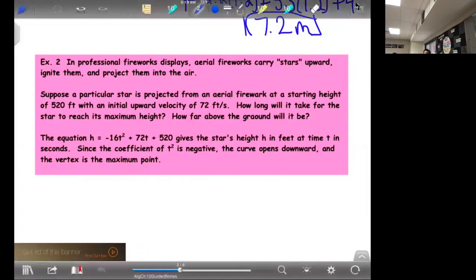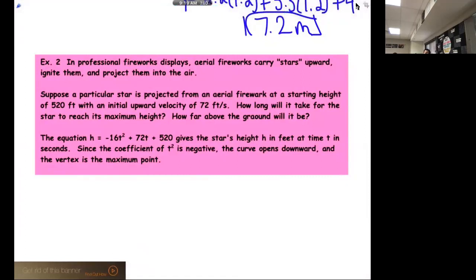This one's kind of cool, especially as Blooming Prairie is known for their fireworks displays. In professional fireworks displays, aerial fireworks carry stars upwards, ignite them, and project them into the air. Suppose a particular star is projected from an aerial firework at a starting height of 520 feet.